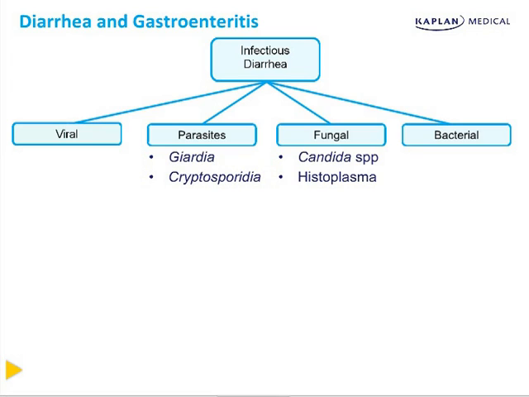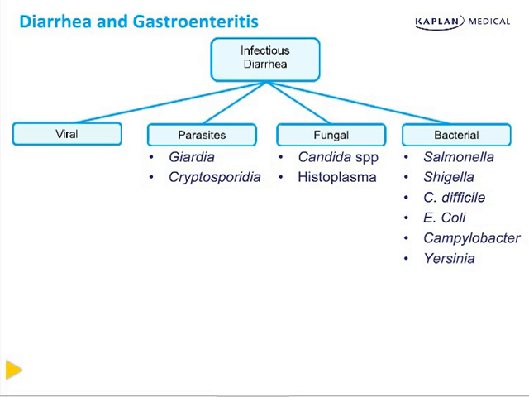Again, unlikely. Bacterial causes, on the other hand, are much more common in children than fungal and parasitic, and they have some key features to them to differentiate them from viral diarrhea. And anytime you think bacterial diarrhea, the major clue is going to be very, very sick children and blood. Bloody diarrhea, you think bacterial. So you've got Salmonella, Shigella, C. diff, E. coli, Campylobacter, and Yersinia as the main causes of acute bacterial diarrhea in kids.